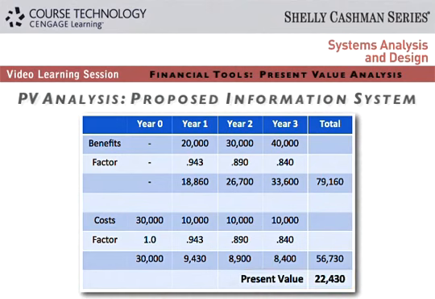Notice the impact of timing. If costs come later or benefits come earlier, present value will increase. And the opposite is true. Heavy initial costs or slower benefits will reduce present value.